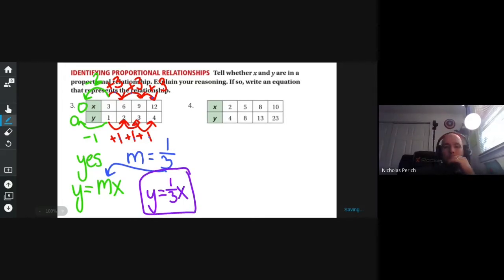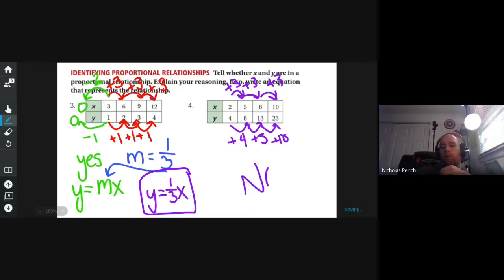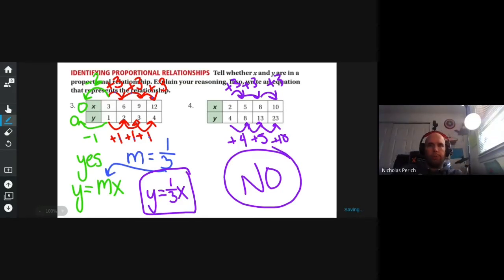That's not that much fun at all. Let's do the next one. Find the pattern. +3, +3, +3. So that works. +4, plus, what is that? Plus 5, plus 10. The pattern broke. So if the pattern broke, is this proportional? No. Gross.